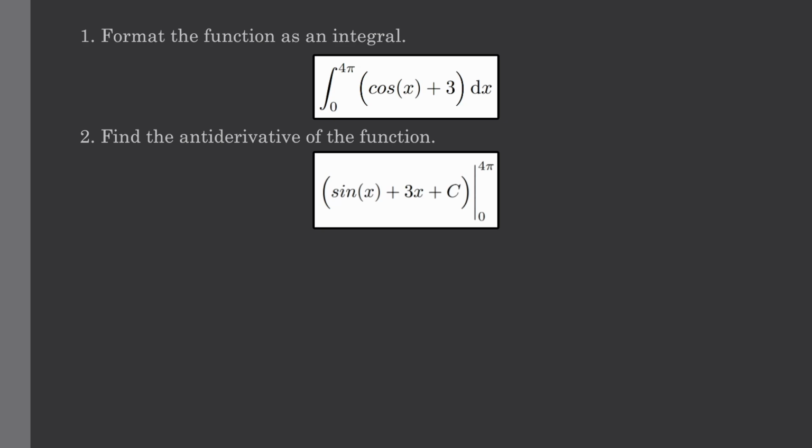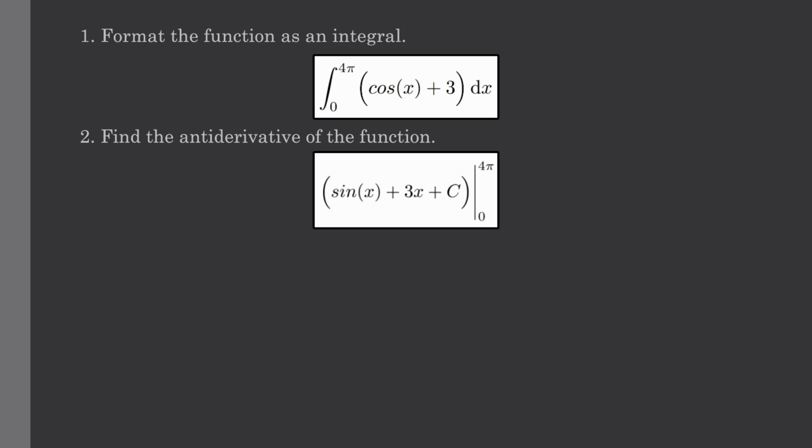And so the antiderivative is the reverse of this, where we assume the original function is a rate of change, and we find what function would have that rate of change. And so in applying that process, we find that cosine x becomes sine x, 3 becomes 3x, and then we add also a plus c, which technically isn't necessary in this specific application, but it is added for demonstrative purposes.